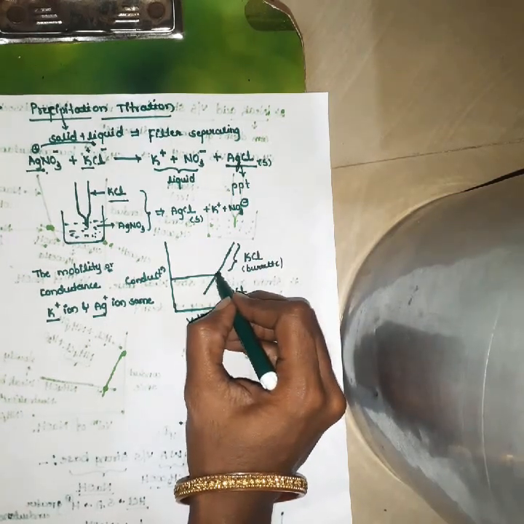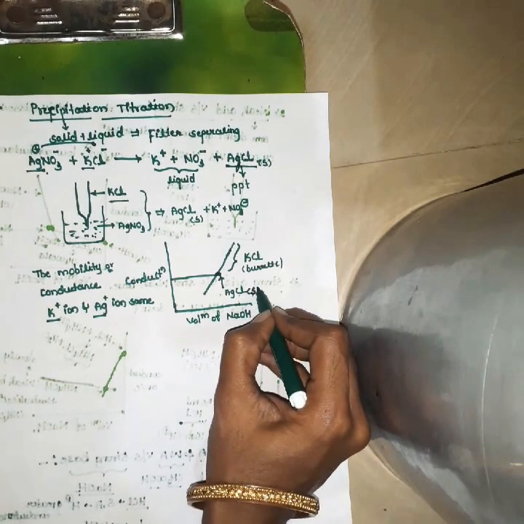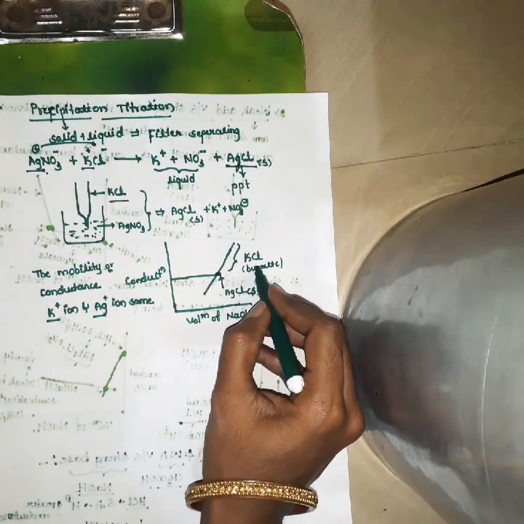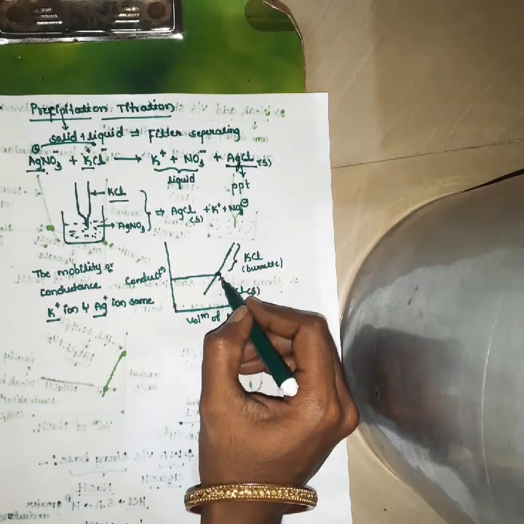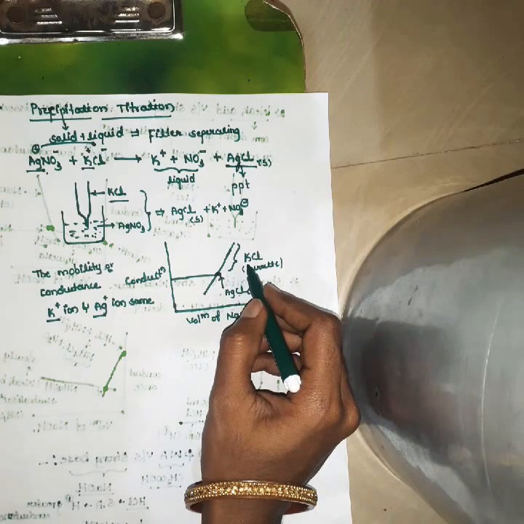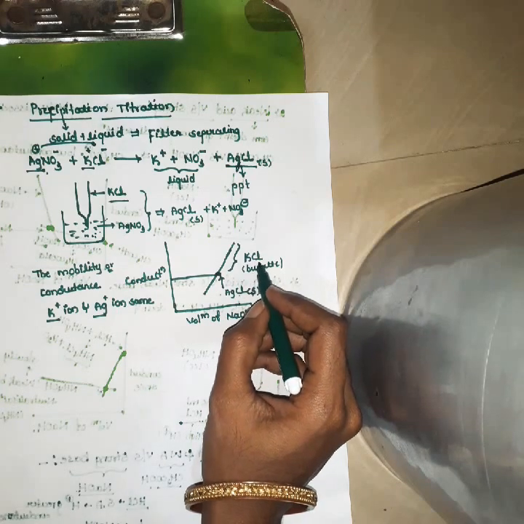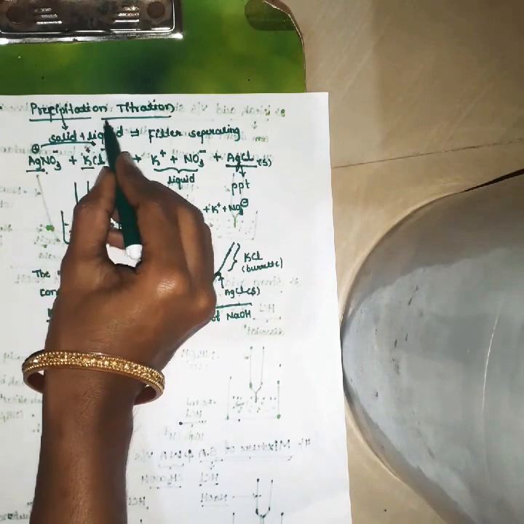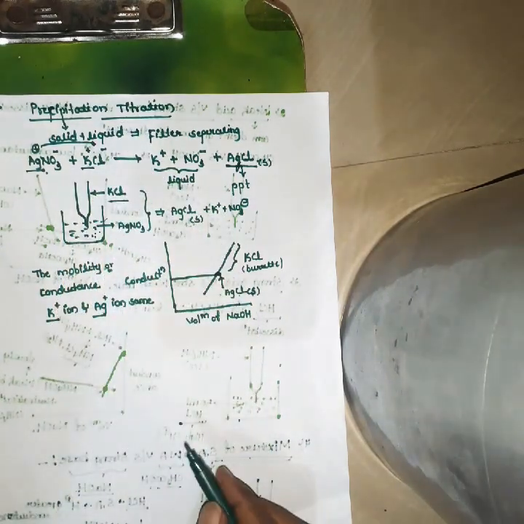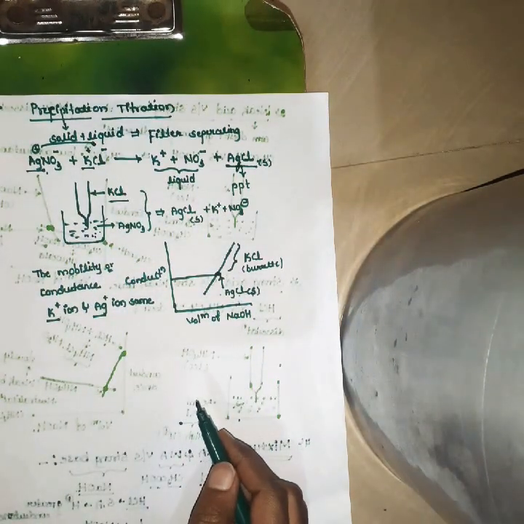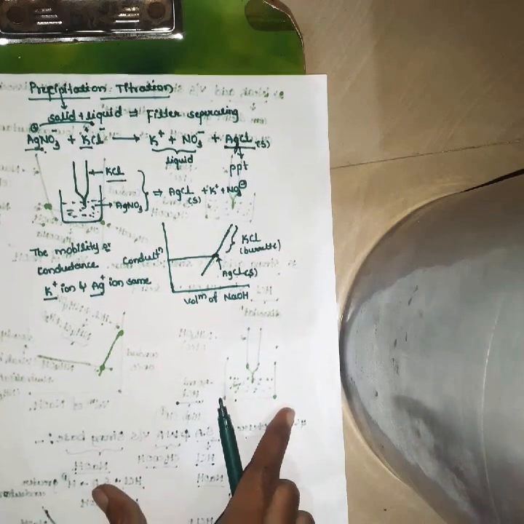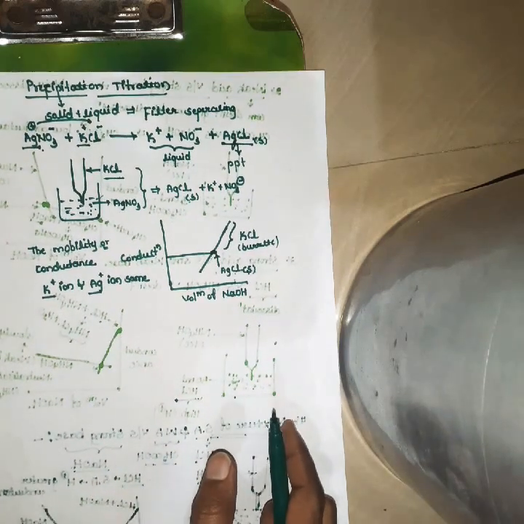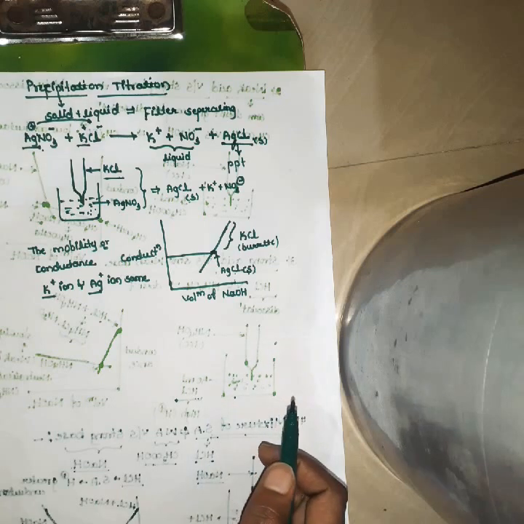At this point, there is a formation of precipitate. After continuous addition of KCl, conductance increases. This is also one type of titration, called precipitation titration. This is not an example of acid base titration. This is a separate precipitation titration.